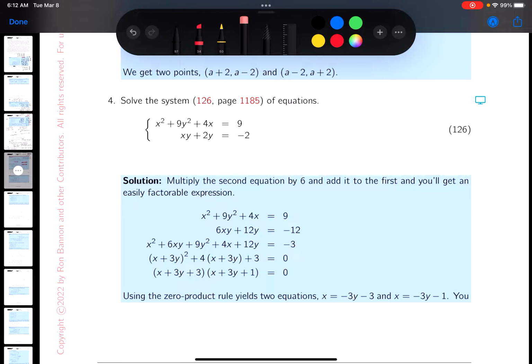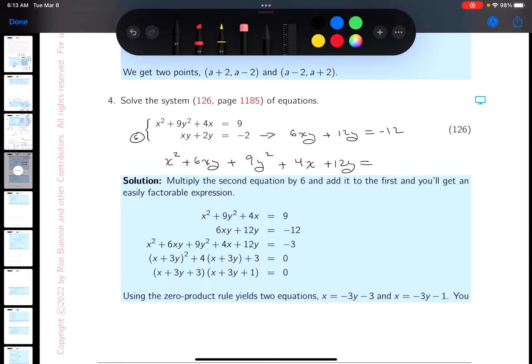What I saw was that if I multiplied the second equation by 6, you would get 6xy plus 12y equals minus 12. And then I took this and added it to the first equation with the whole point of seeing a perfect square, by the way. That's why I chose the 6, because now I see the perfect square. What else do you see over here? Well, some things that might be trouble, but it didn't cost too much to do this.